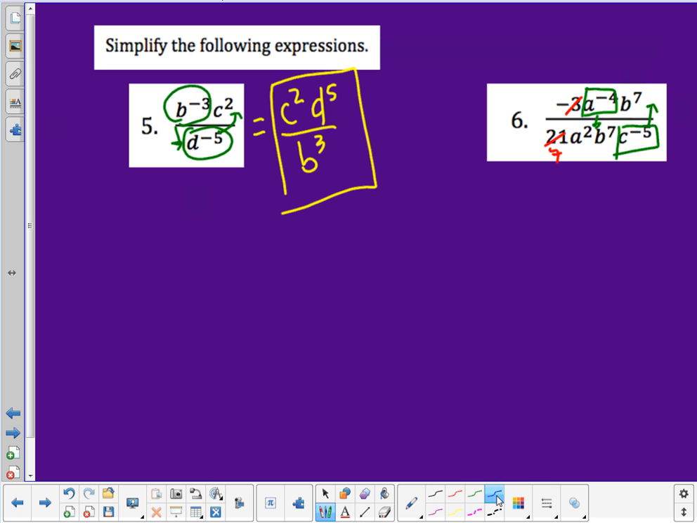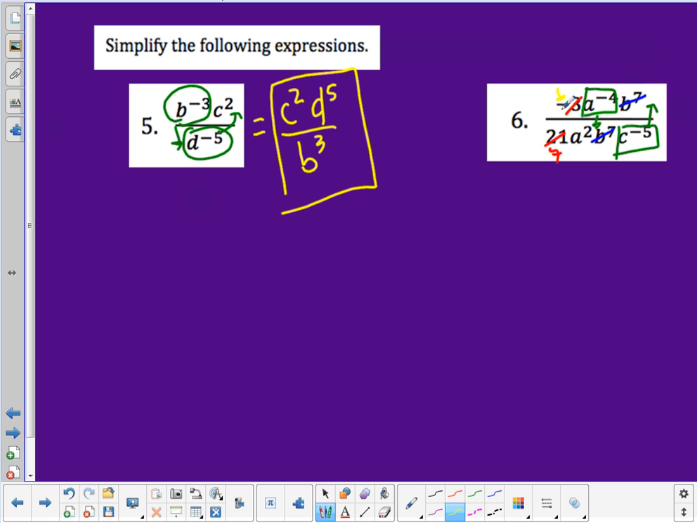But then there's one other thing that I notice here. I have a b to the seventh on the top and a b to the seventh on the bottom. B to the seventh over b to the 7, 7 minus 7 is 0. And anything raised to the 0 power is just 1. Those two things are going to cancel out and go away. So now let's take a look at what I have.